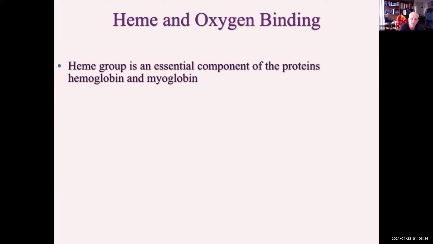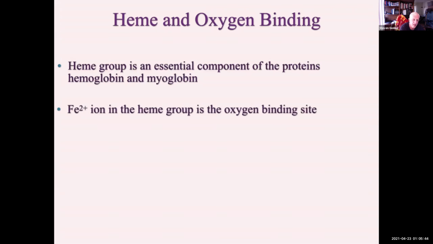So the heme group is the component of the proteins hemoglobin and myoglobin. They both have a heme group. That's what holds oxygen to it. Iron 2+ in the heme group is the oxygen binding site. So we need iron to be incorporated into the heme group of both myoglobin and hemoglobin to be able to bind oxygen.